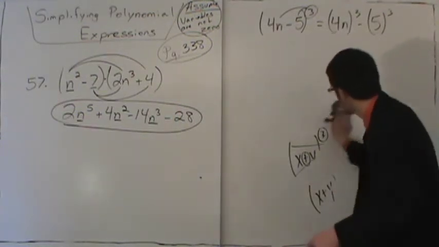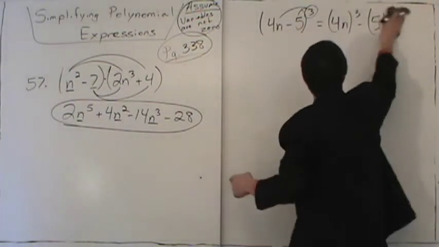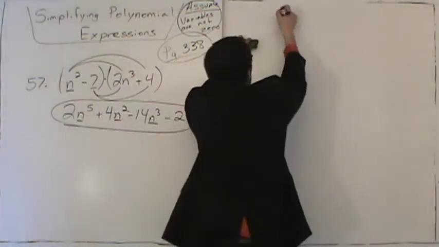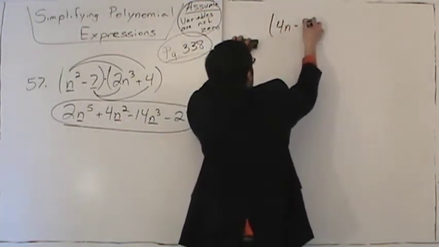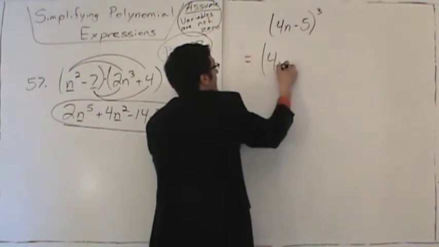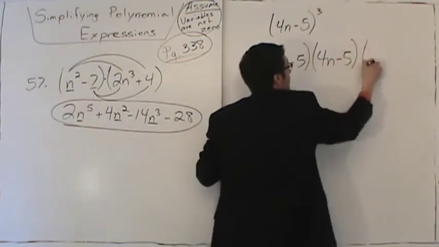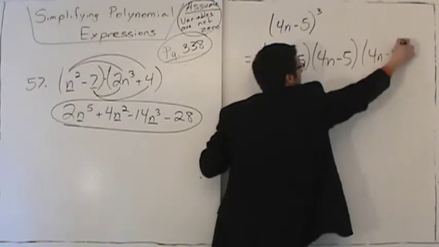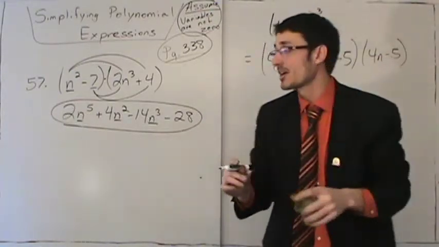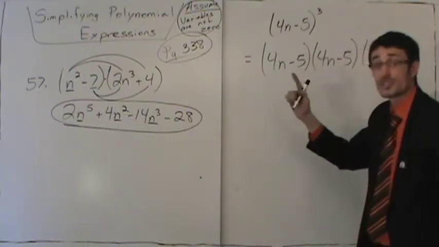So can we cube the 4n and cube the negative 5? Absolutely not. So the quantity (4n - 5) to the third power means what? This means (4n - 5) multiplied by (4n - 5) multiplied by (4n - 5), and we have to FOIL. Okay, so I want you to use distributive property. When multiplication meets addition, this is distributive property. We're going to use a trick for FOIL.